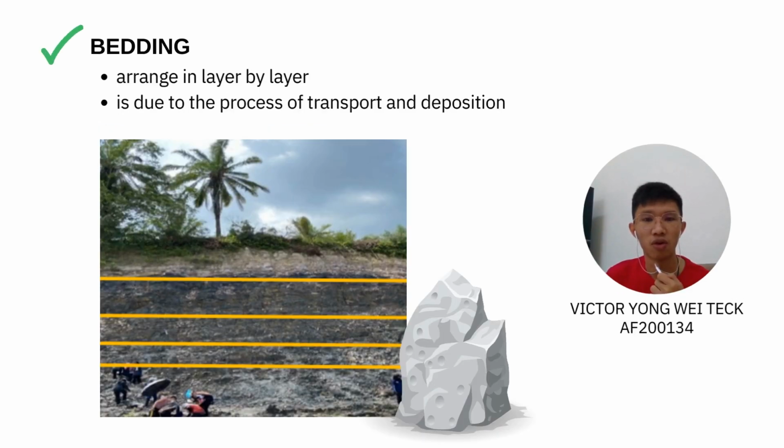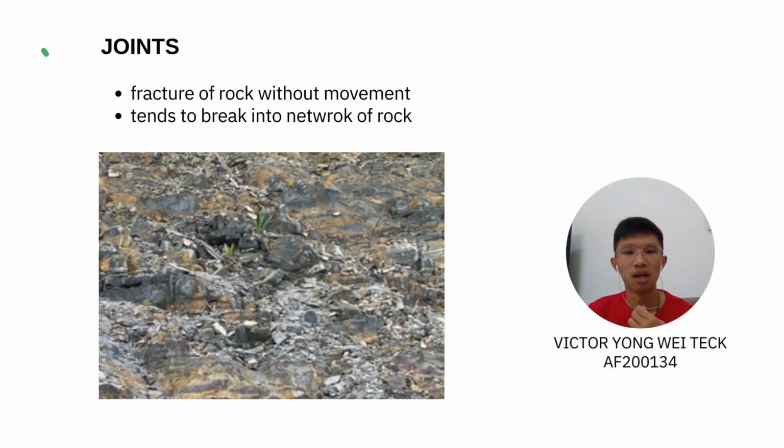Bedding is the arrangement of rock in layer by layer. This is due to the process of transportation and deposition. Joint is the fracture of rock without movement, but it tends to break the rock into a network.